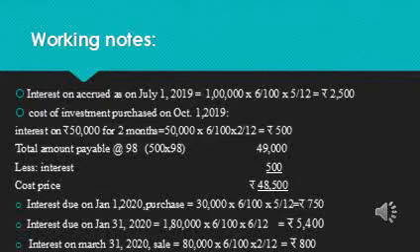On October 1, 2019, before recording that October 1 transaction, we need to consider the interest payable at July 31st. Therefore, the interest payable on July 31st will be similar to the previous one: 1 lakh into 6 by 100 into 6 by 12, which amounts to 3,000. That will be credited.